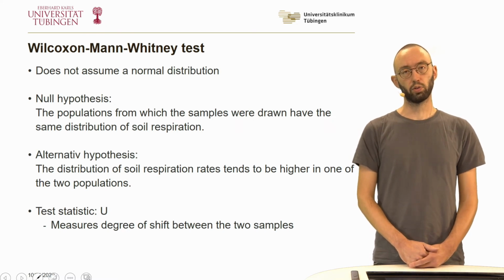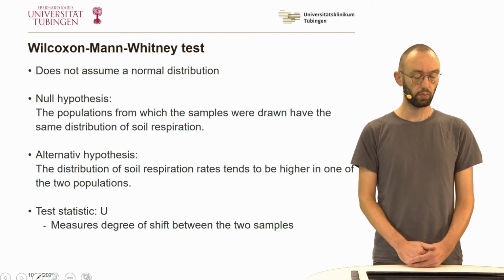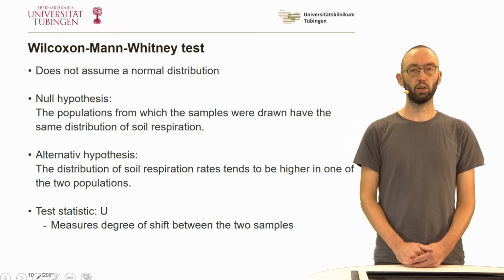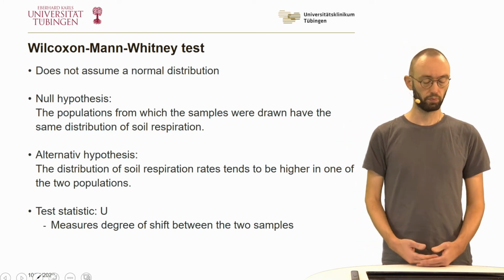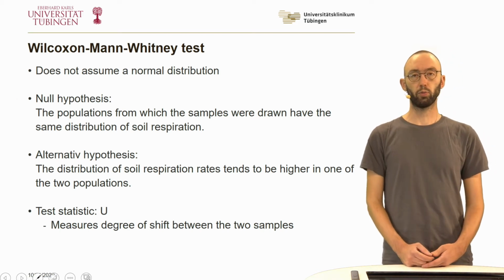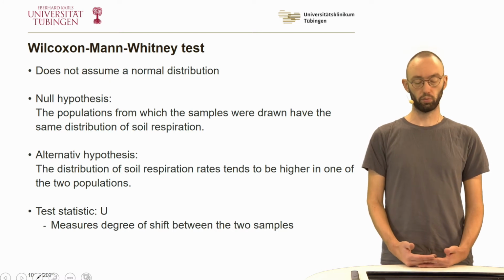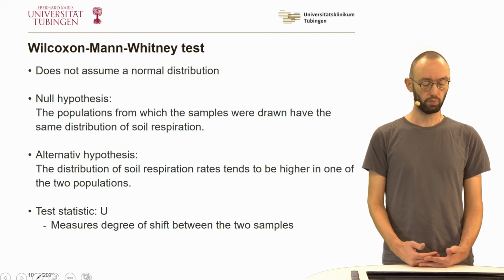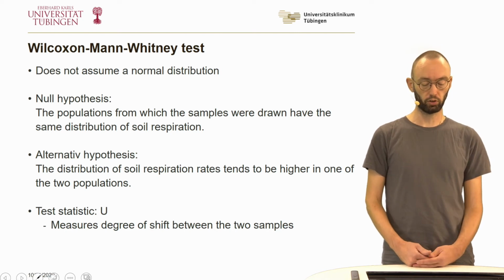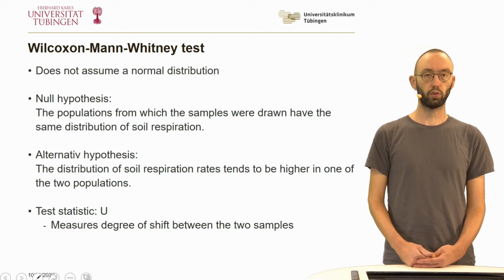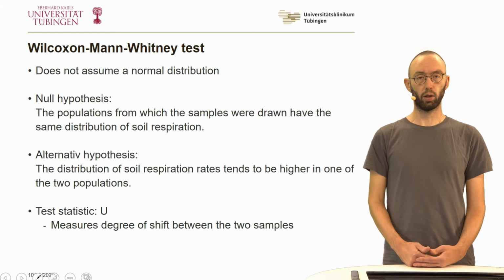In this case, we use the so-called Wilcoxon-Mann Whitney test, or Wilcoxon rank sum test. This test does not assume a normal distribution, but it tests a very similar null hypothesis as the t-test. The null hypothesis in this case is the populations from which the samples were drawn have the same distribution of soil respiration. And the alternative hypothesis is the distribution of soil respiration rates tend to be higher in one of the two populations.